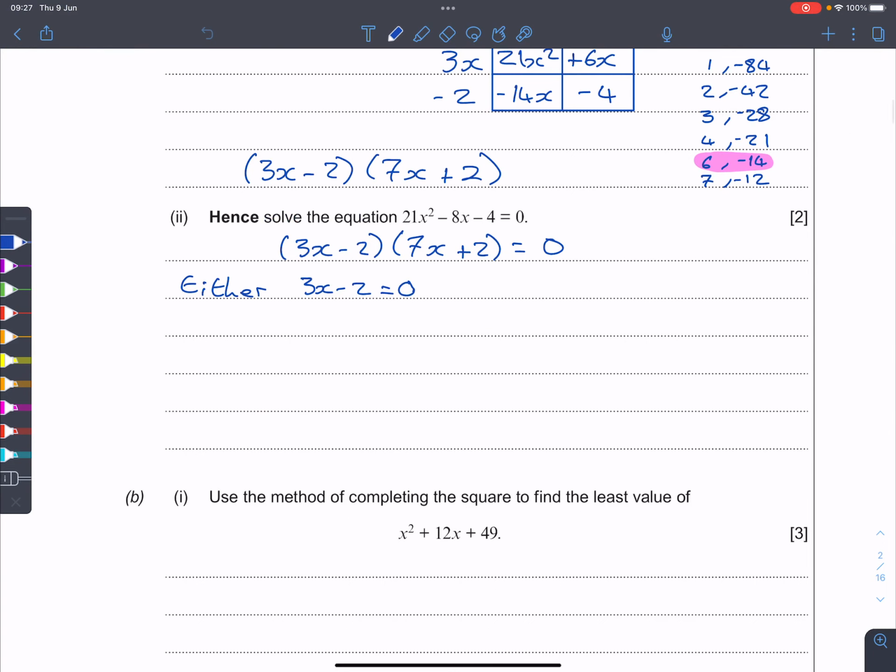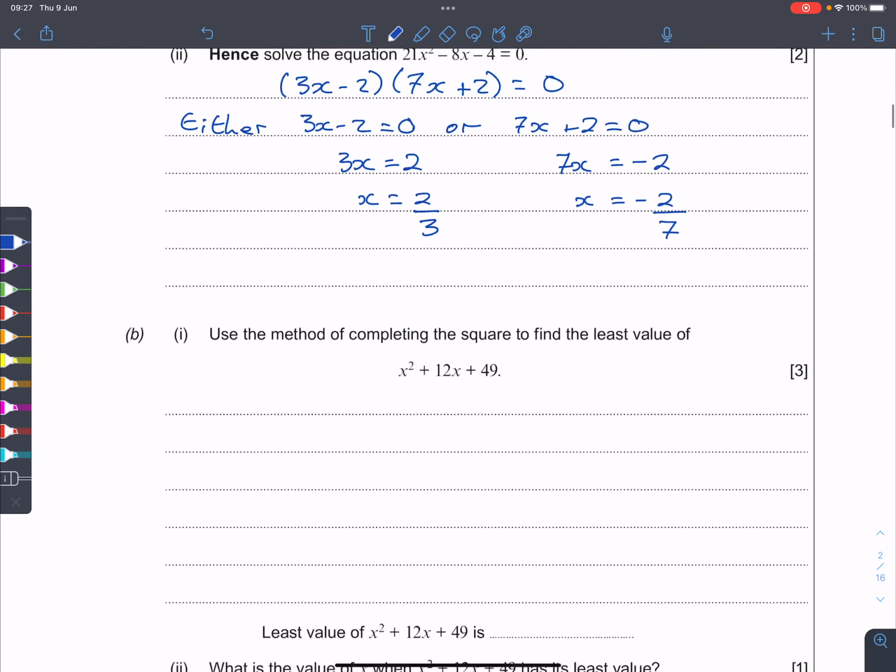So either the 3x minus 2 is 0, in which case we'll have 0 multiplied by something, which will give us 0. Or the second part of the product, the 7x plus 2, is going to be 0, in which case we've got something times by 0, which will also give us 0. So if we solve these two equations, I can add 2 to both sides with this one to give me 3x is 2, and then divide both sides by 3, gives me x is 2/3. On this one, I'm going to take off the 2 first, so I get 7x equals negative 2, and then divide by the 7, so I get negative 2/7.